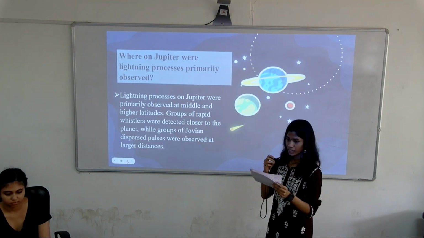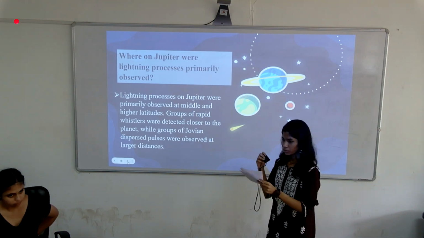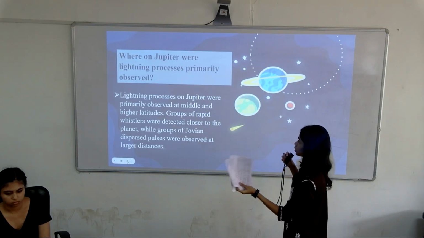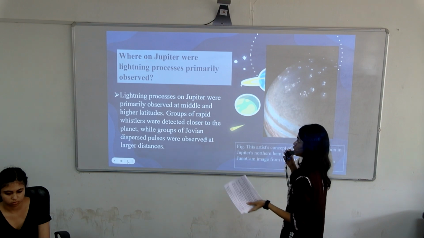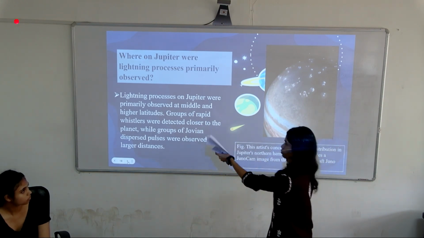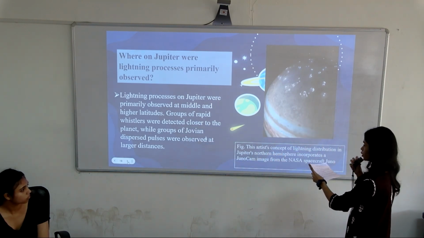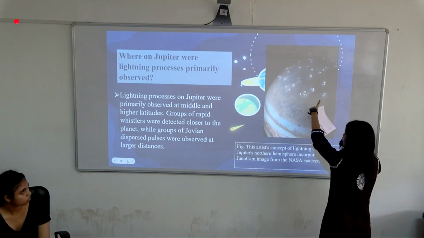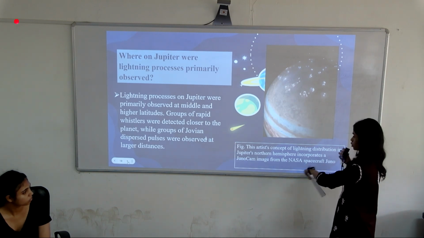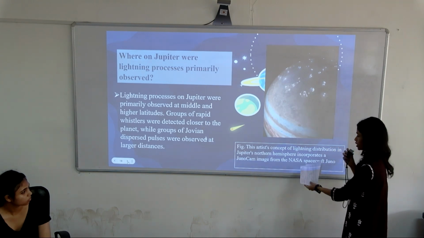It is in the middle and higher altitudes, and it is mostly absent at the equator, which is quite the opposite of the thunderstorms that we observe on the Earth. So here, as we can see in the question, where on Jupiter the lightning processes are primarily observed, which is similar, the middle and the higher altitudes. And here in the figure, you can see the spots of lightning that were observed in the northern hemisphere, and this was the image crafted from the JunoCam image by the NASA spacecraft.